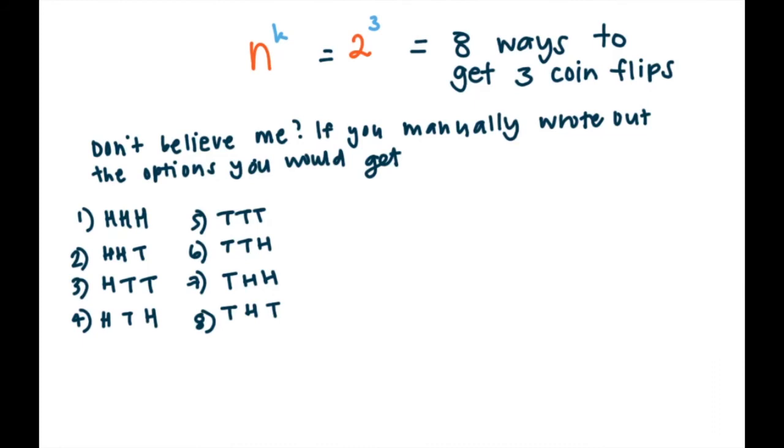So I used the formula n raised to the power of k, and since I knew that n was equal to 2 and k was equal to 3, I did 2 raised to the third power, which equals 8. That told me that there's 8 ways to get 3 coin flips. Okay, if you don't believe me, you can manually write out the options that you would get. So that's what I did below. So for example, if I got heads, heads, heads, then heads, heads, tails, heads, tails, tails, heads, tails, heads, tails, tails, tails, tails, tails, heads, tails, heads, heads, and tails, heads, tails. Those are the total possible ways that I could have flipped the 3 coins.